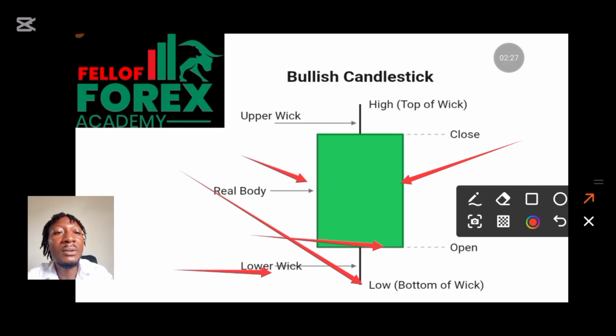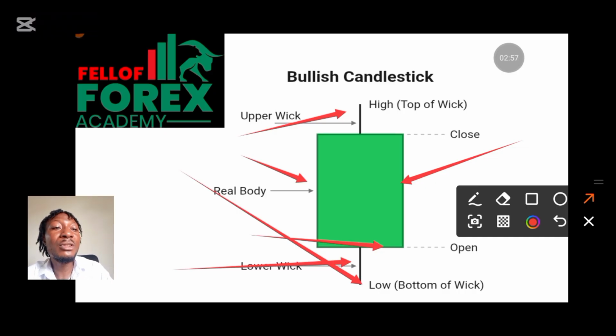Now this black line, the small thing below the body, is called a wick. Some people call it something else, but it is called the wick. On this candlestick we can call it the lower wick because it formed below the candlestick body. Now we have the higher wick.